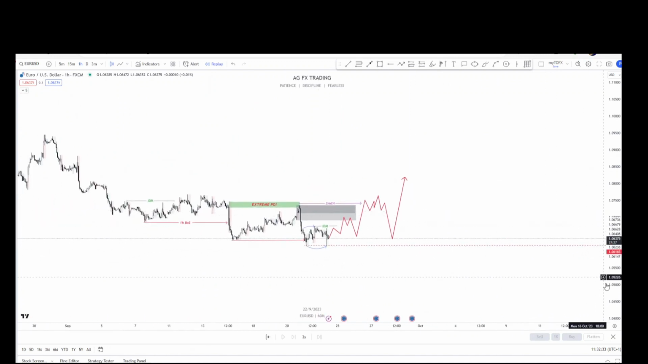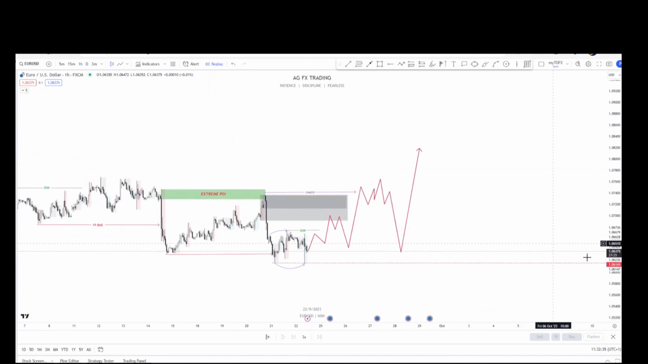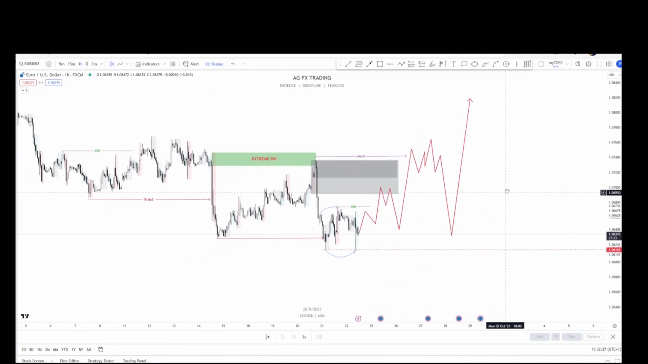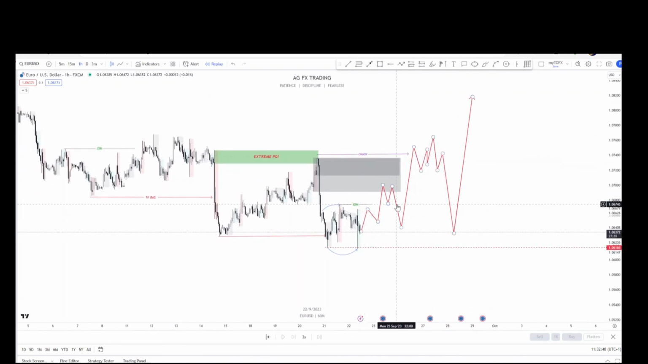So for now, I will continue updating on this bias. We buy at this point when we break this high, or we continue selling based on what happened in New York.